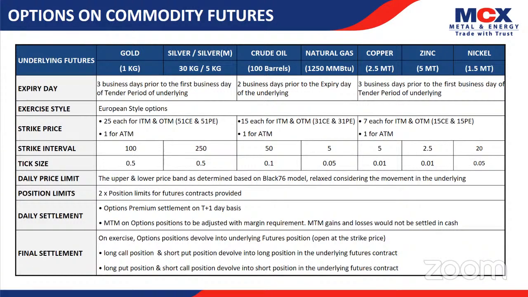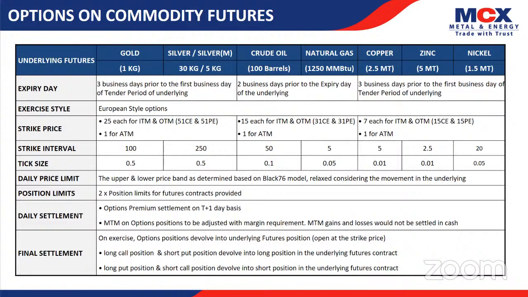Tick size, that is the minimum price movement in options, for the bullion segment for gold and silver mini options is 50 paisa. Crude oil has 10 paisa as the tick size, natural gas 5 paise, copper 1 paisa, zinc 1 paisa, and nickel 5 paisa as the tick size.